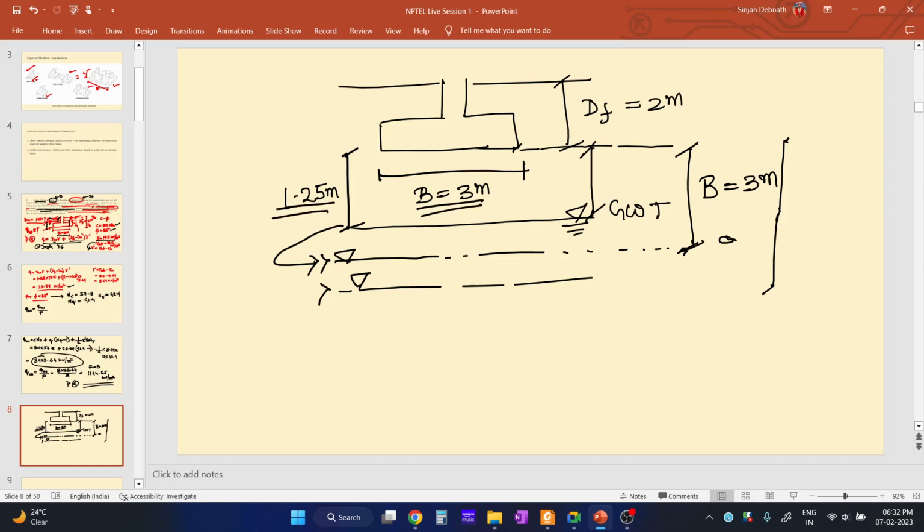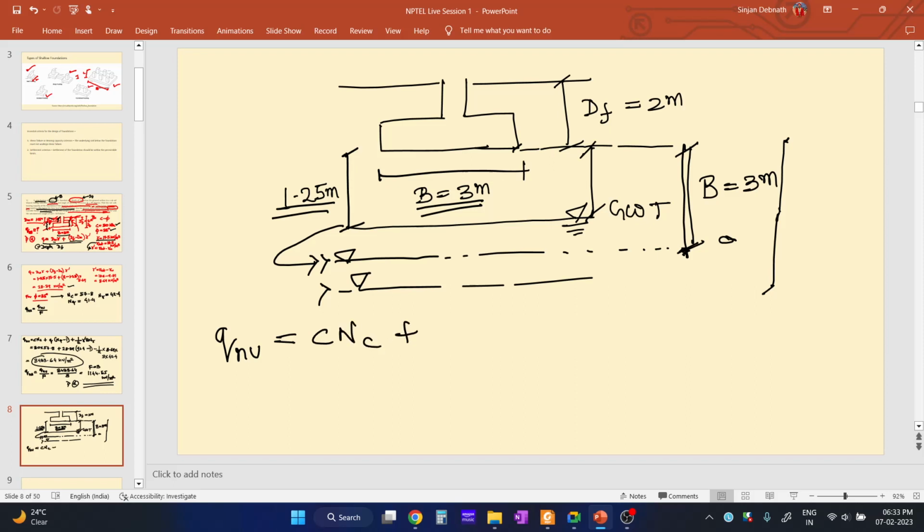The breadth is 3 meter and the groundwater table is at 1.25 meters. So we need to consider the effects of the groundwater table while calculating the bearing capacity, net ultimate bearing capacity, and everything else. For that, we need to find the net ultimate bearing capacity first. So what is the formula?